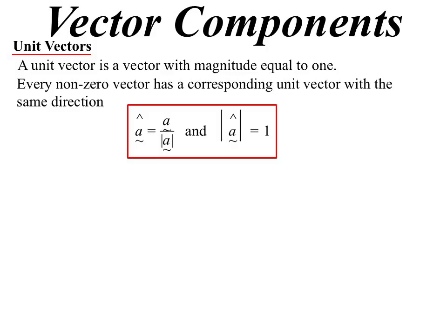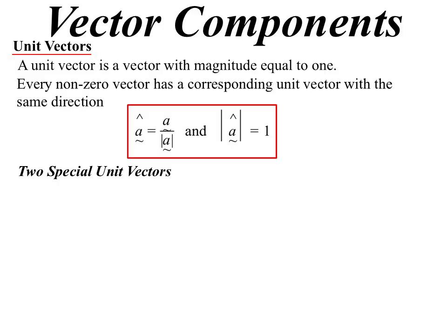put the, what do they call that? A caret, isn't it? We put the caret on top. It would also be equal to the vector A divided by the magnitude of A, thus making it a unit vector. So in other words, the magnitude of that unit vector will always be 1. There are two special ones that we have.